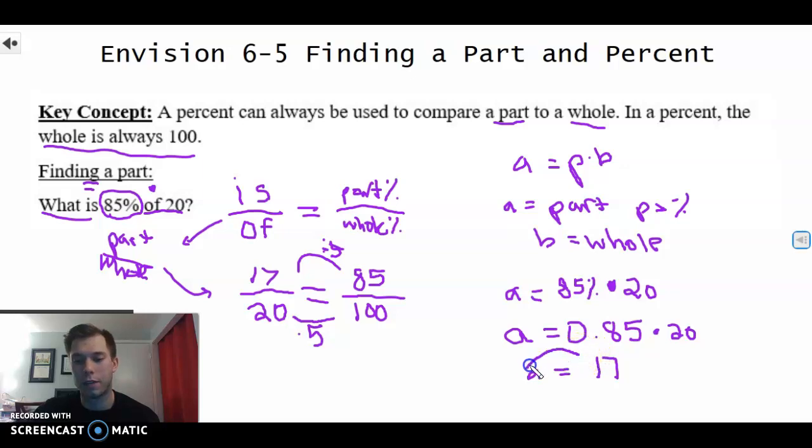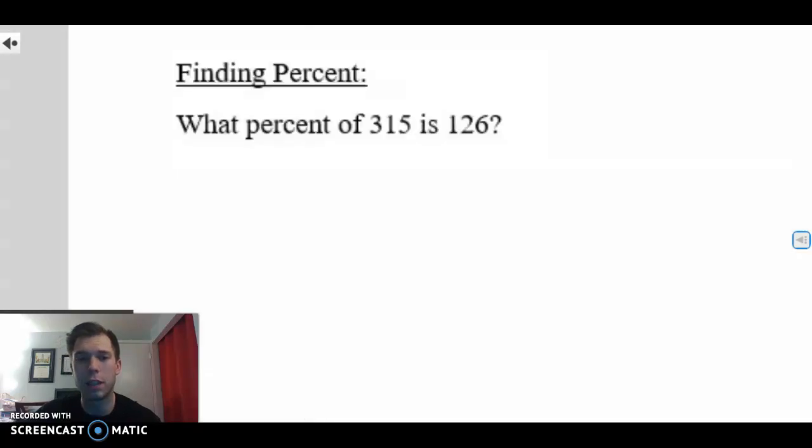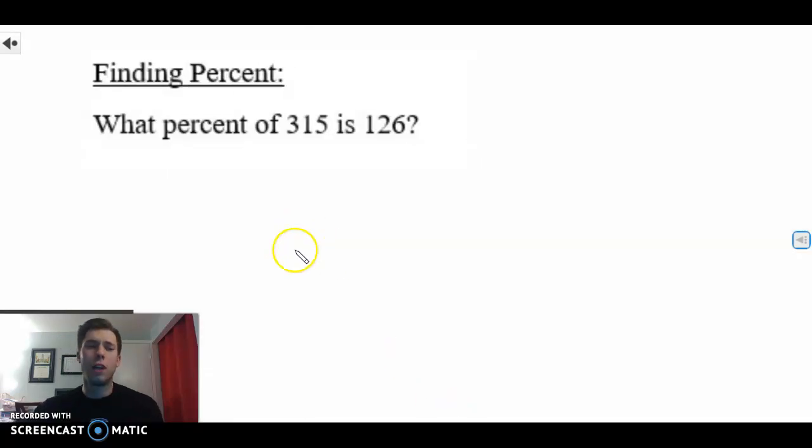Okay, so 17 is the part of 20 in this case, and not the whole. Okay, 17 is 85% of 20. Let's keep looking, guys. So now let's find the percent.